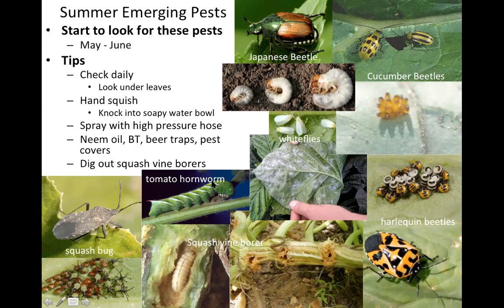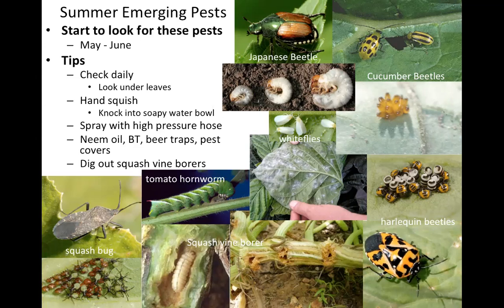Next bug I want to talk about is tomato hornworms. These guys are really big green worms. They're pretty easy to identify, pretty easy to just squish. But if you leave them on your plant, they're going to do some serious damage. The only thing is, I'll show you a slide in a second. If you ever see these little white pouches on them, that's actually a parasitic wasp.